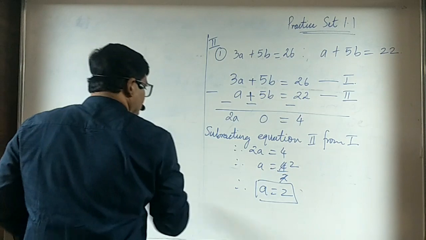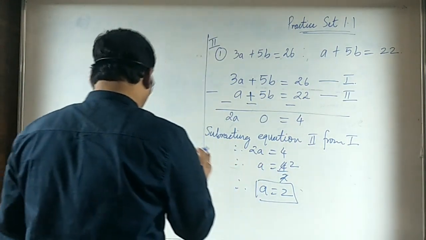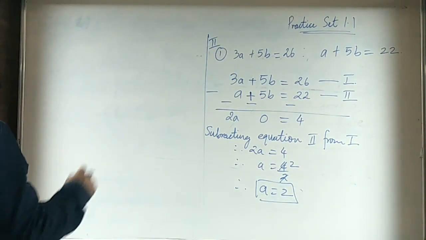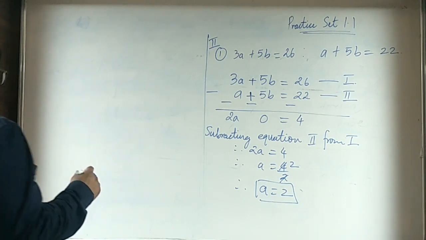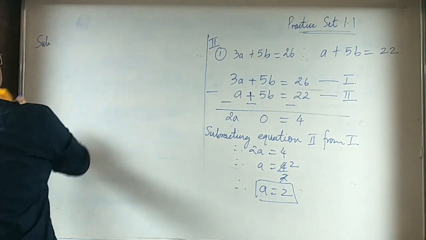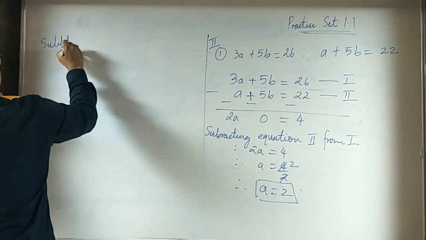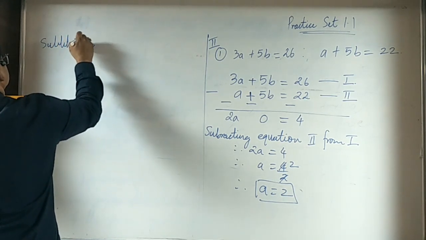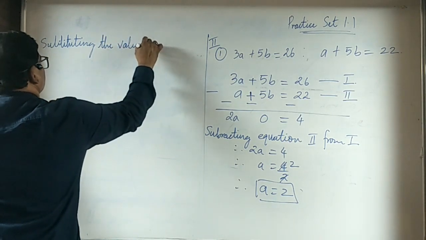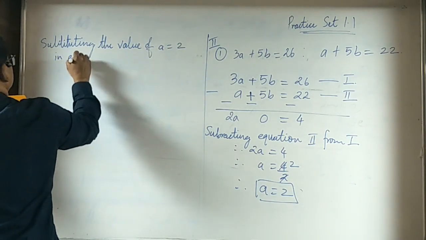I'll rub this out over there. Now this a value which we got over here, from this a value only we will be getting the value of b. How will we get the value of b? This a value, I will substitute. What do you mean by substitute? Substituting the value of a is equal to 2 in equation 1.